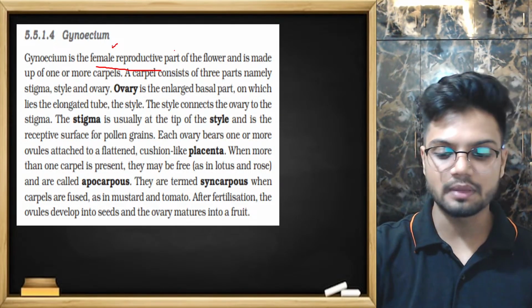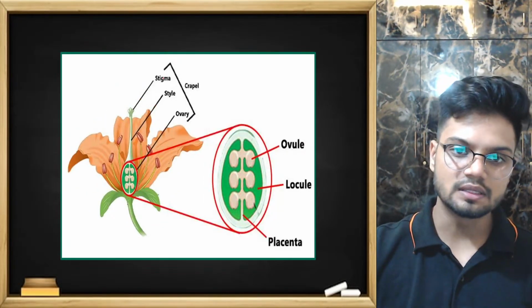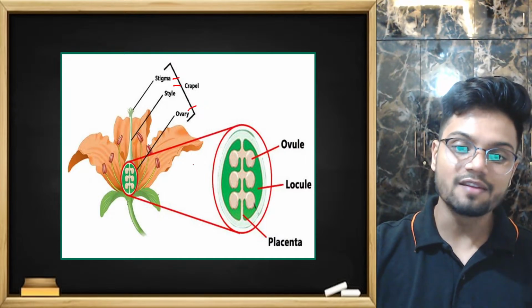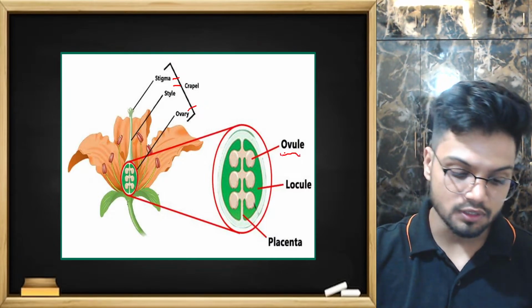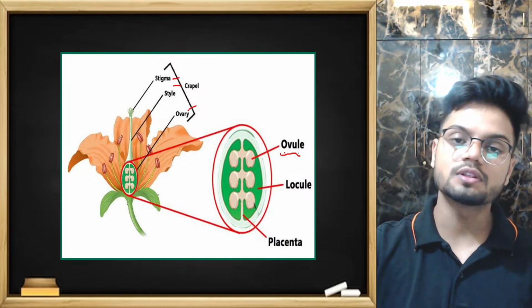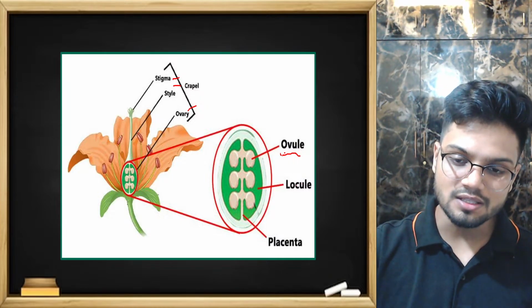A carpel consists of three main parts. All of you know the three main parts: the stigma, style, and ovary. And within the ovary, we can find the ovules. Ovules can be found within the ovary. And there is something called locule.